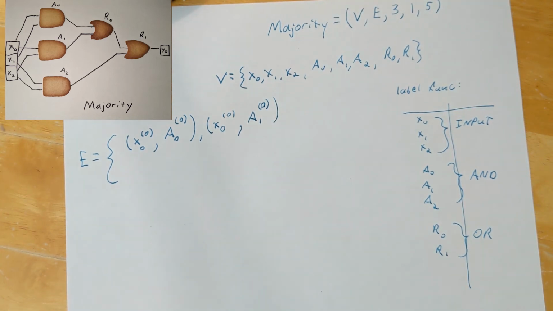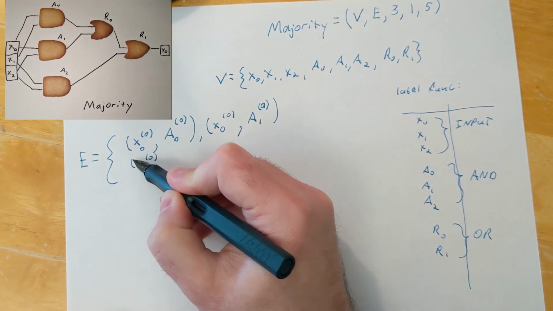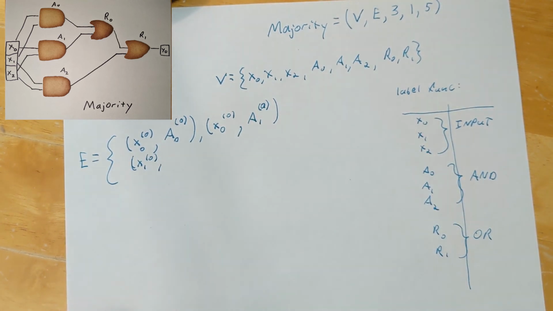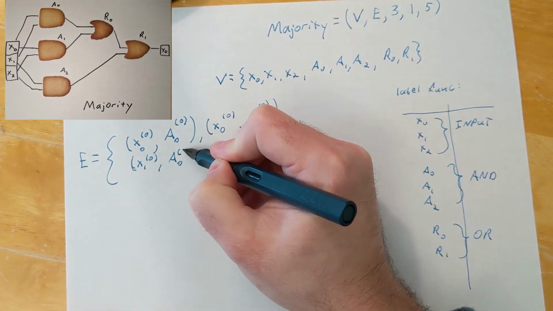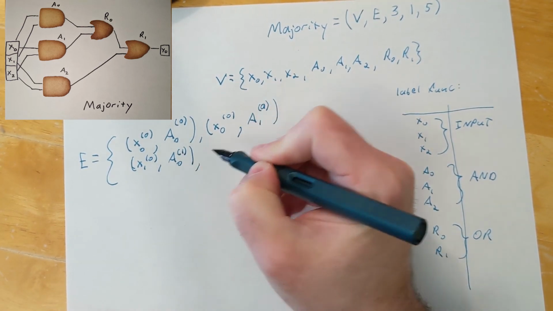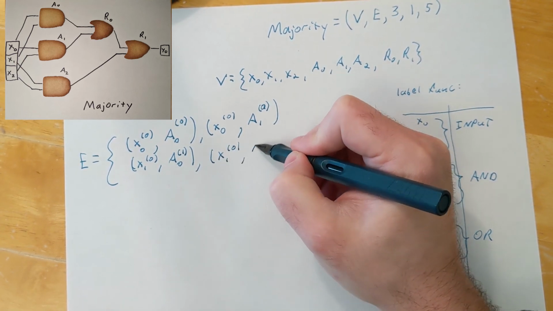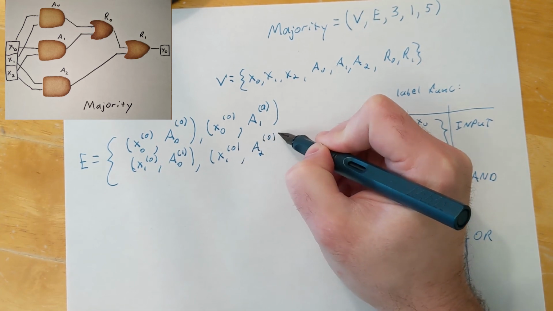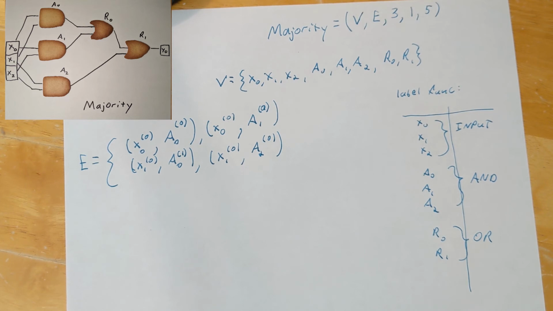And then we can repeat this for these other gates. So x sub 1, so input bit 1, is going to go to also gate A sub 0, but this time the other port, so we'll call that port 1. And then x sub 1 is also going to go to a sub 2, but this time port 0 of a sub 2. So those are the edges that go out of x0 and out of x1, or the wires that go out of x0 and the wires that go out of x1.